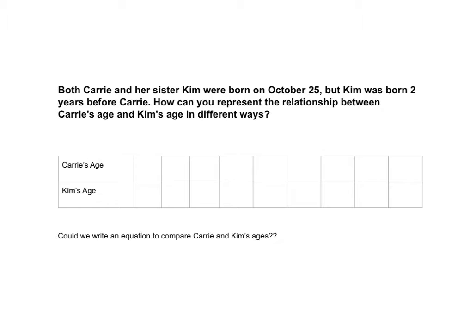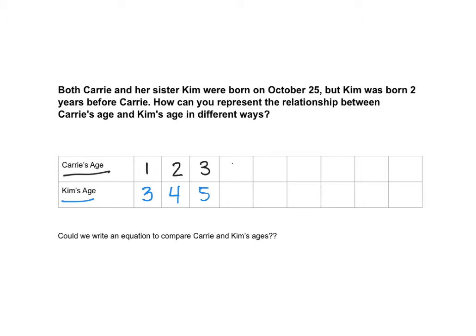So let's start with Carrie's age at 1, and we're going to use a table to help us see this. So when Carrie was 1, what was Kim's age? Kim should have been 3, right? Because when Carrie turned 1 year old, Kim had already been alive for 3 years because she was born 2 years before Carrie. She should always be 2 years older. Let's try 2. Kim should be 4. If Carrie is 3, Kim should be 5.